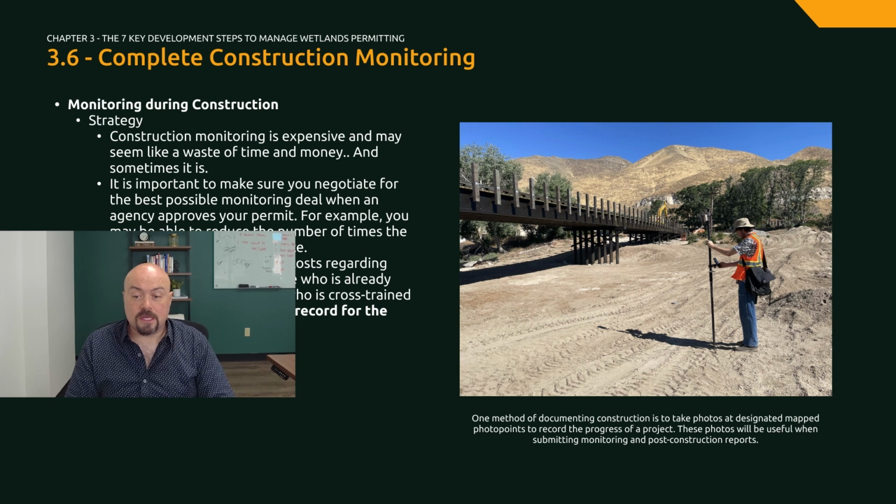It is important to make sure that you negotiate for the best possible monitoring deal when an agency approves your permit. For example, you may want to be able to reduce the number of times that the biologist needs to visit the site, because each time costs you money. Another way to reduce your costs regarding monitoring is to use someone who is already on the site, such as a supervisor who is cross-trained to report to the biologist of record for the project.